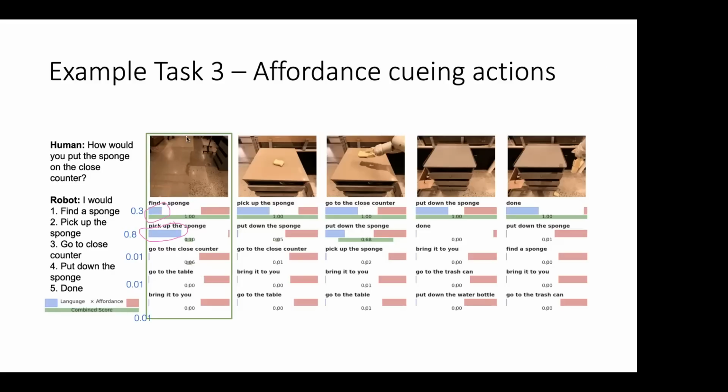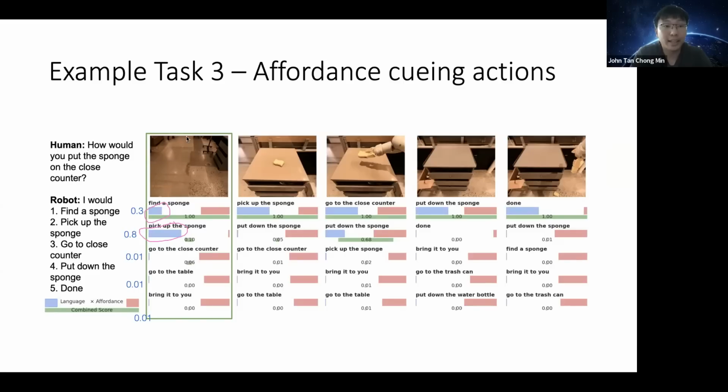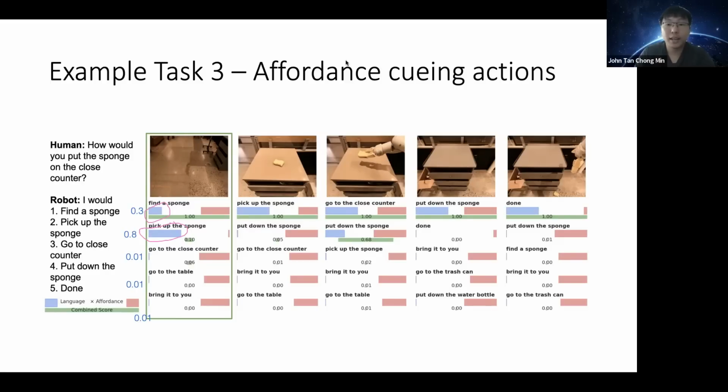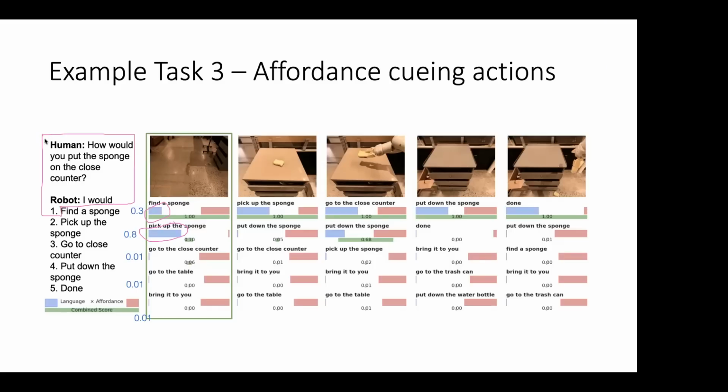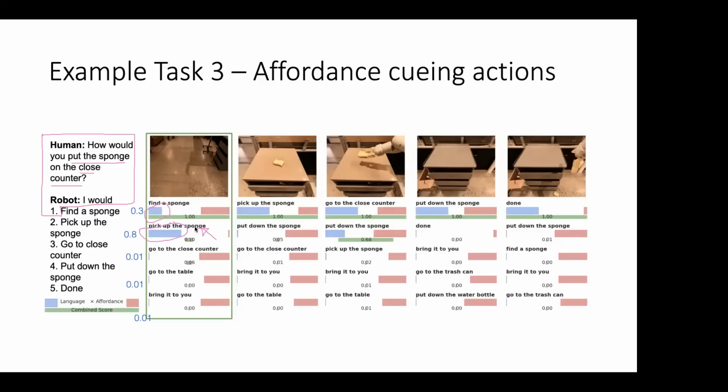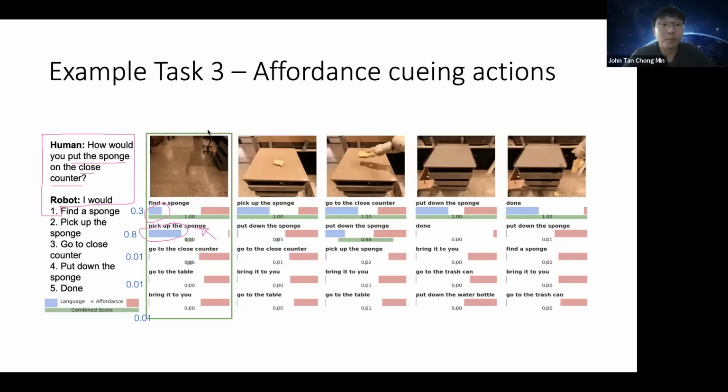But then why is the output of the language model conditioned on your image as input? No, the language model is only text. Then why is this prediction different for different scenarios? Oh, because when the first action is predicted, the language model will see everything here in pink. Based on just this context alone, like how do you put the sponge on the closed counter, the first thing that the language model predicted is to pick up the sponge, regardless of what environment, regardless of what the state of the robot is.